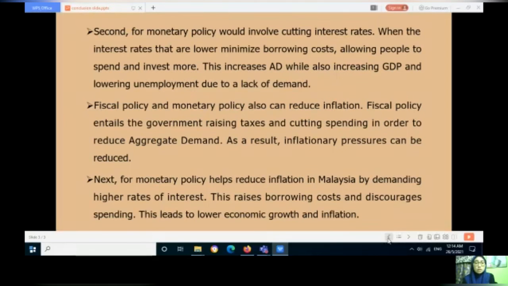Fiscal policy and monetary policy can also reduce inflation. Fiscal policy entails the government raising taxes and cutting spending in order to reduce aggregate demand. As a result, inflationary pressure can be reduced. Next, monetary policy helps reduce inflation in Malaysia by demanding higher rates of interest. Rising borrowing costs discourage spending. They lead to lower economic growth and inflation.